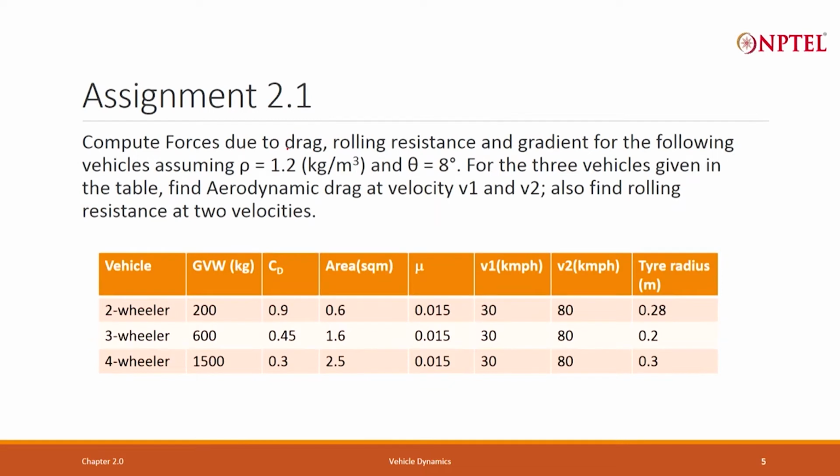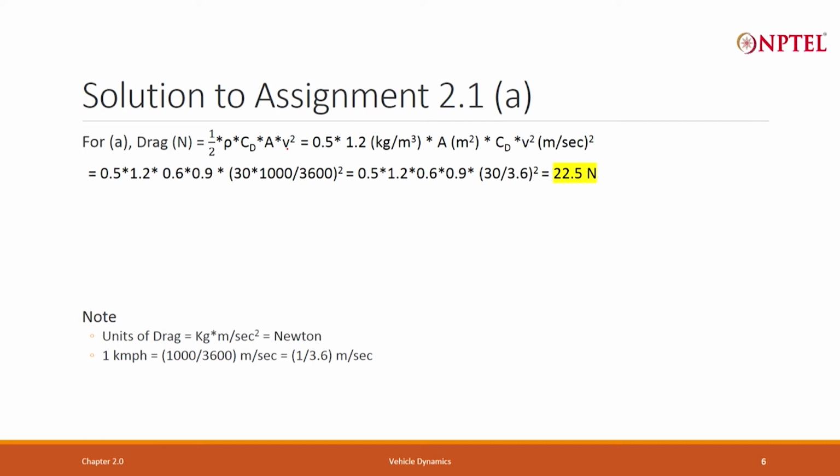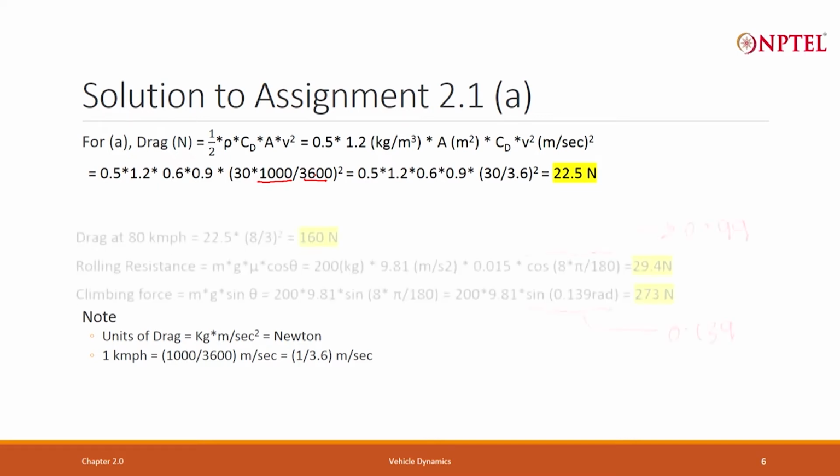What is the velocity? I have to work at 30 kilometer per hour. Now, 30 kilometer per hour I need to convert into meter per second. So, to convert kilometer to meter I have to multiply by 1000, and per hour I have to convert to per second, so I have to take 60 into 60 or 3600. So, this is the expression for the drag, which comes out to be 0.5 into 1.2 into 0.6 into 0.9, and this 1000 by 3600, which always applies from kilometer per hour to meter per second, is actually 1 by 3.6. So, it is 30 divided by 3.6 whole square, and this comes out to be 22.5 newtons. So, a two wheeler will give you 22.5 newtons at 30 kilometer per hour. Now, what will it give at 80 kilometer per hour?